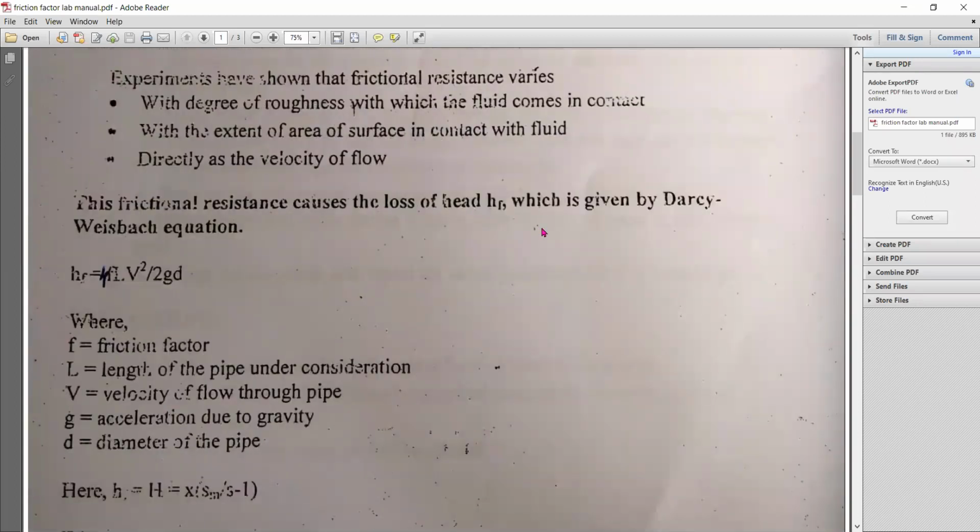Right. Next, we have the formulas. That equation is called the Darcy-Weisbach equation. This one. What we are using is HF. This is the actual equation: HF equal to 4FLV square by 2GD.